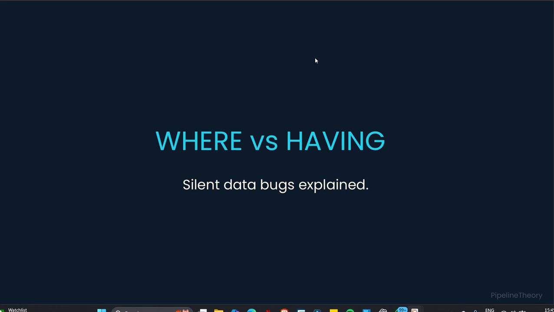Hi everyone. Today we'll be discussing where and having, where exactly we need to use the where condition and where we need to use the having condition, and what can happen if we misplace these two in the query. We generally see people using where and having conditions interchangeably.